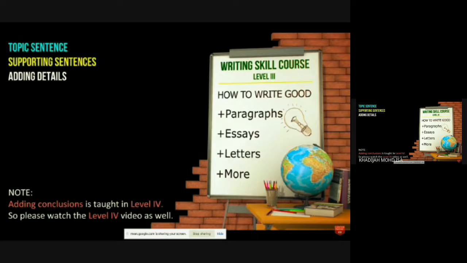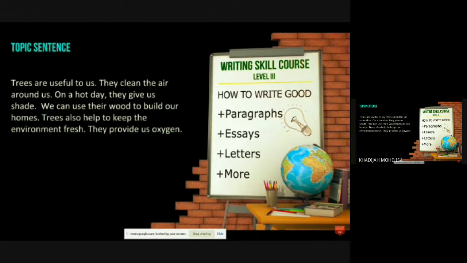Look at this simple paragraph. Read it aloud. Okay, read it aloud.